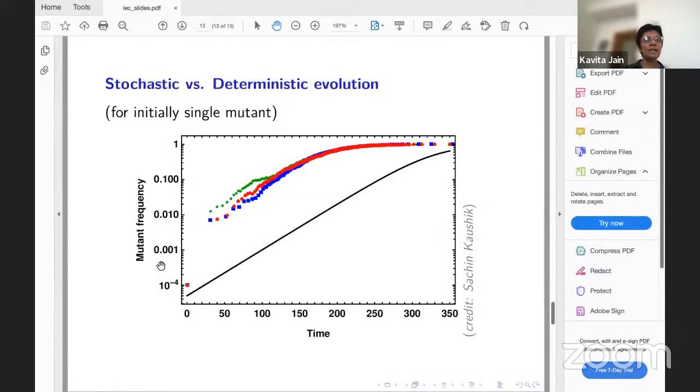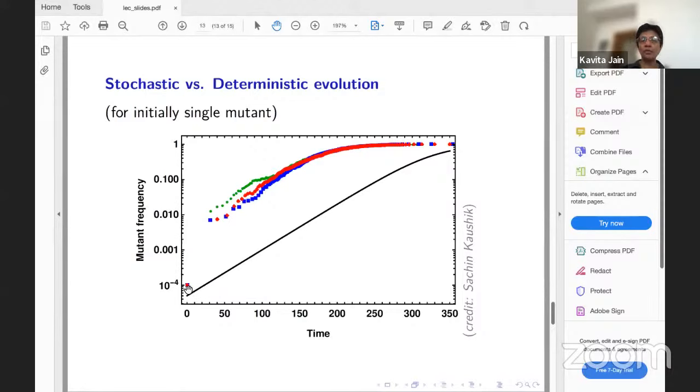What is shown here is the mutant frequency as a function of time. I'm showing you 3 different trajectories, where in each trajectory we start with a single beneficial mutant. So that's what the point over here is. The frequency is 10 to the power minus 4. And as time goes on, we are looking at only those trajectories which are fixing. I'm not showing you anything which goes away, where loss occurs. We are just focusing on those because they are relevant to the discussion.